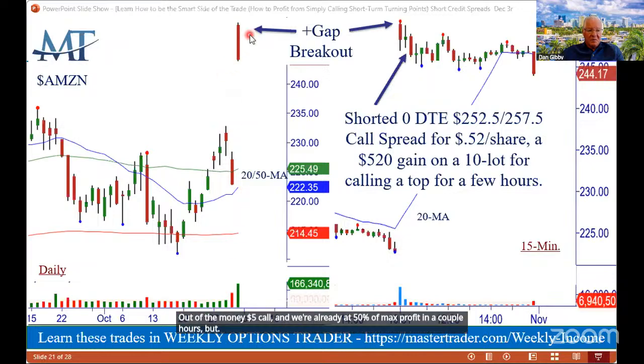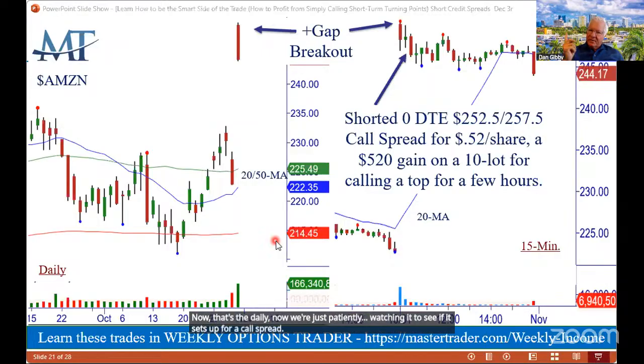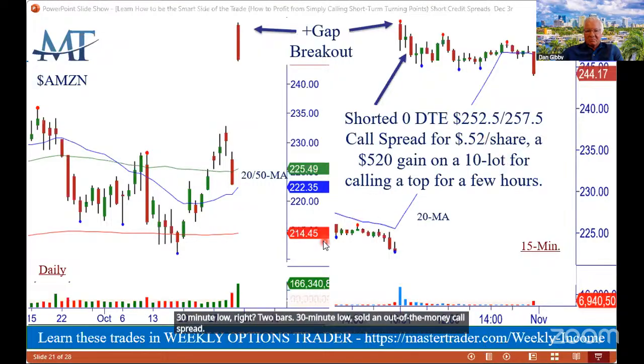But this is an amazing bullish gap on Amazon, and now that's the daily. Now we're just patiently watching it to see if it sets up for a call spread. 30-minute low, right? 2 bars, 30-minute low, sold an out of the money call spread, took our money in a couple hours.